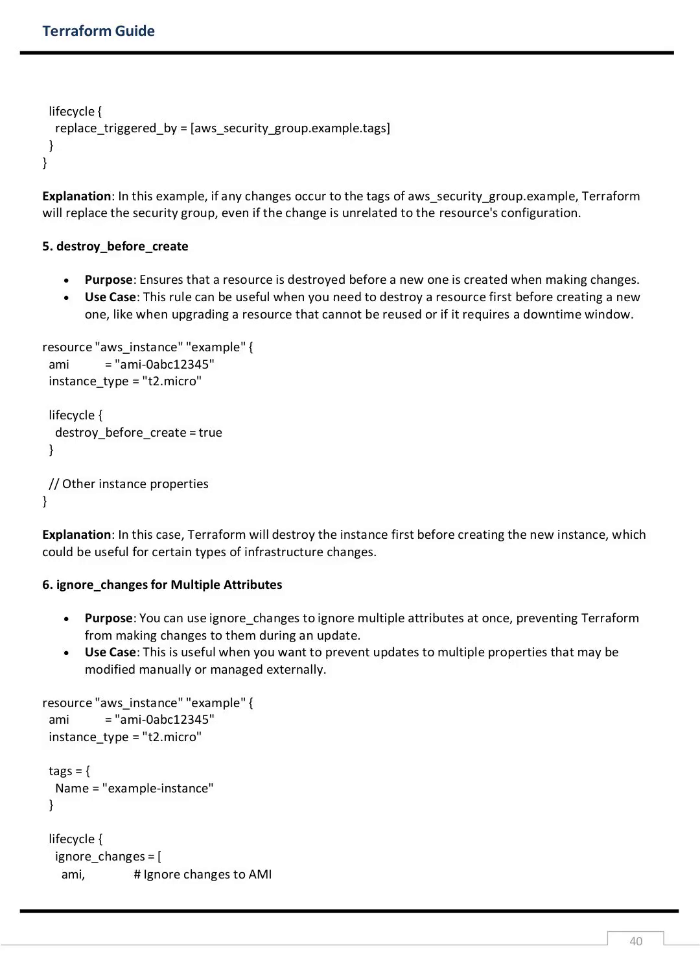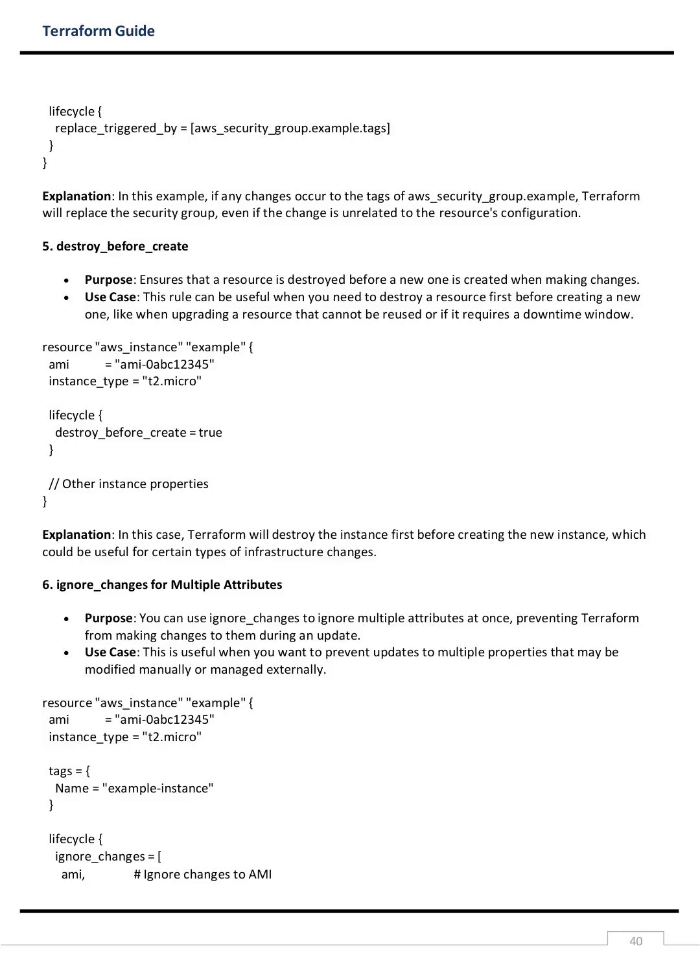5. Destroy before create. Purpose: ensures that a resource is destroyed before a new one is created when making changes. Use case: this rule can be useful when you need to destroy a resource first before creating a new one, like when upgrading a resource that cannot be reused, or if it requires a downtime window. Resource aws_instance example, other instance properties. Explanation: in this case, Terraform will destroy the instance first before creating the new instance, which could be useful for certain types of infrastructure changes.